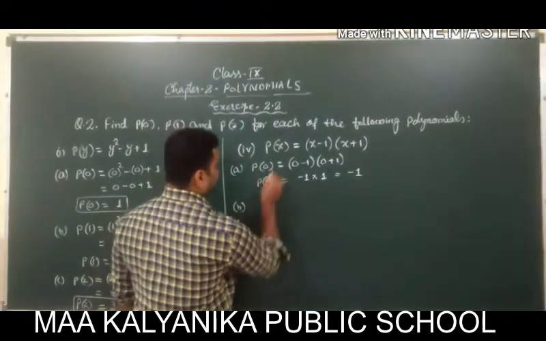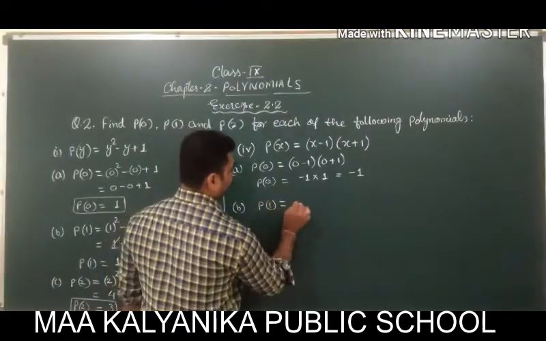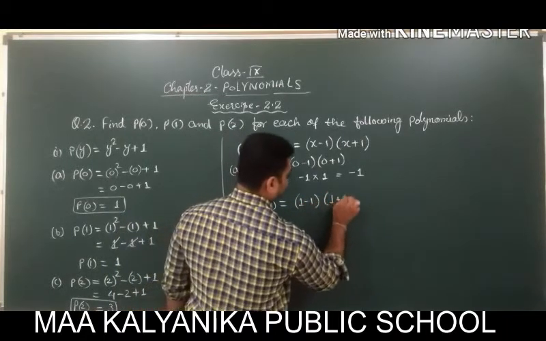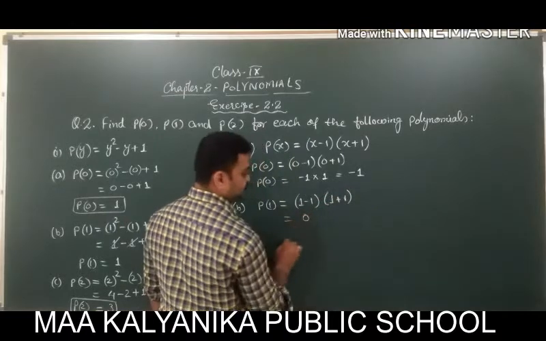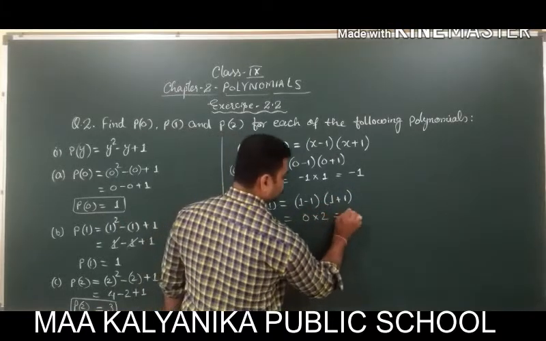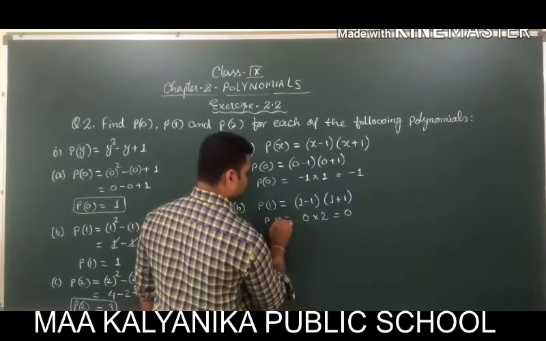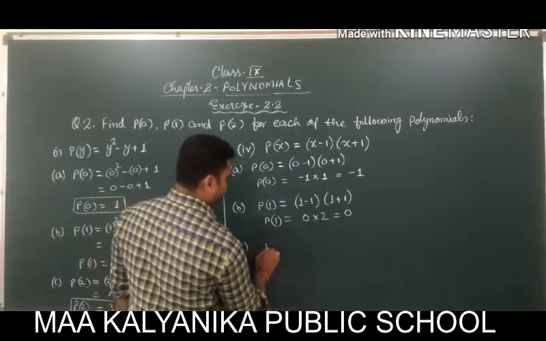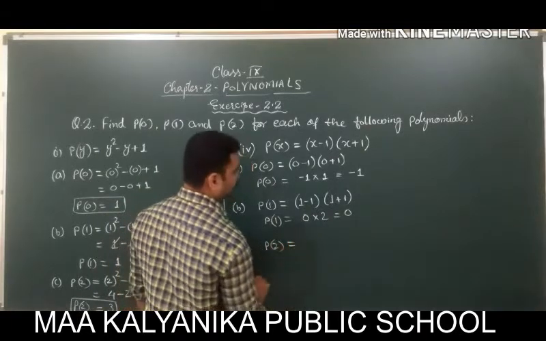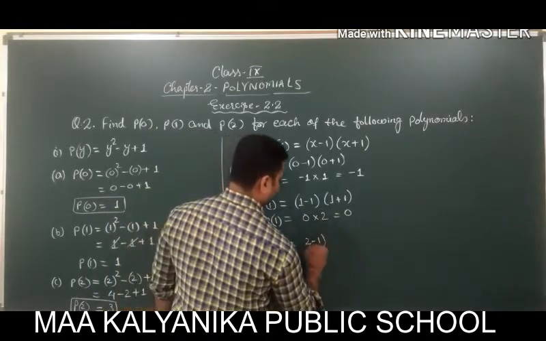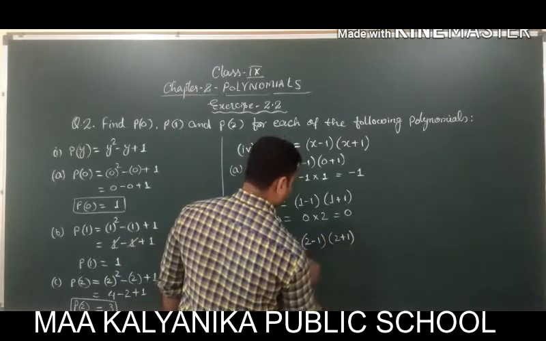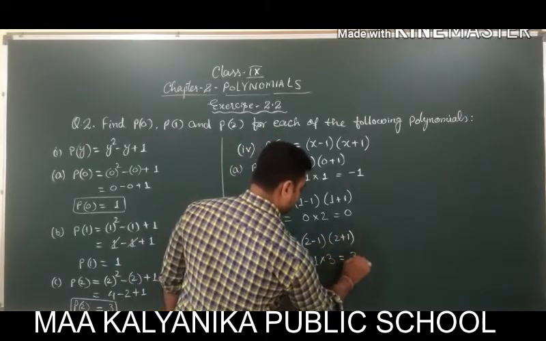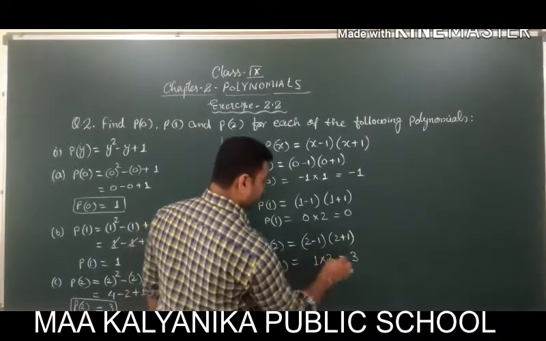Here p(1) is equal to (1 minus 1)(1 plus 1). So 1 minus 1, that is 0, into 1 plus 1, 2, that is 0 into 2, 0. Third thing, p(2) is equal to (2 minus 1)(2 plus 1). So what we get, 2 minus 1, that is 1, into 2 plus 1, that is 3, that is 3, means p(2) is equal to 3.